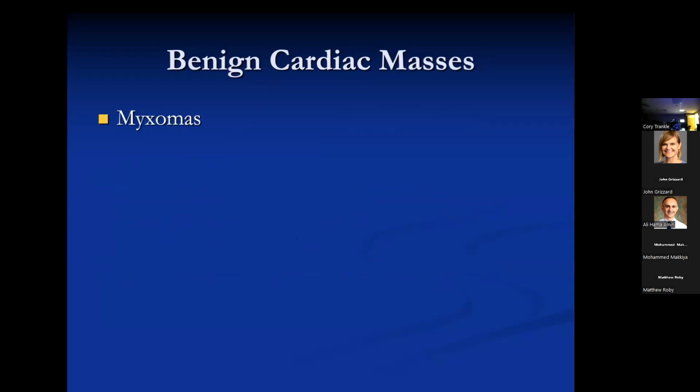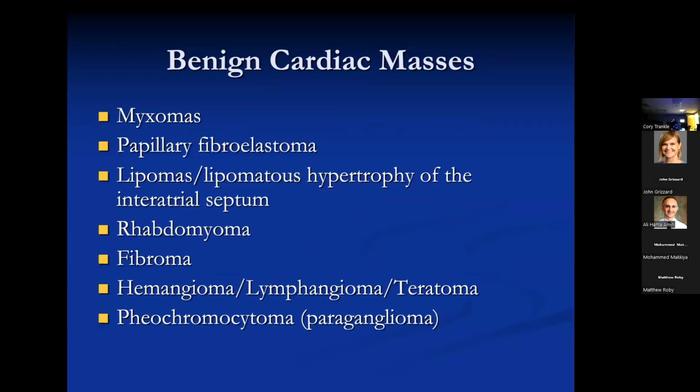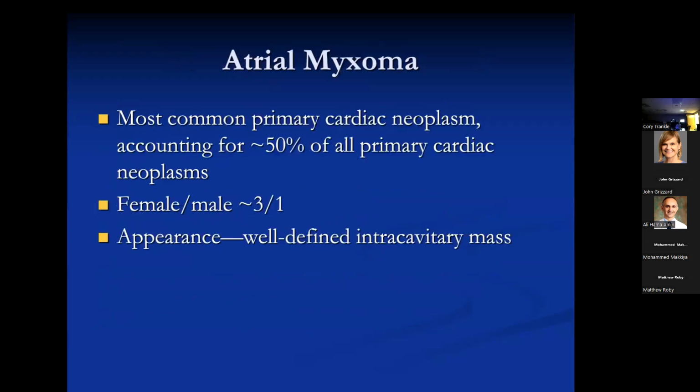So myxomas by themselves make up about half of all benign cardiac masses. And then there's this laundry list of stuff that just popped up. At first it can seem a little overwhelming, but we'll go through it and see that it's really not. It's pretty easy to figure these out. Atrial myxomas are the most common primary neoplasm, making up, as we said, about half. And female to male, I've read 3-to-1 in several literature series, but I've read more recent data that suggests it may be a little closer to 2-to-1. Maybe our imaging is getting better or something.